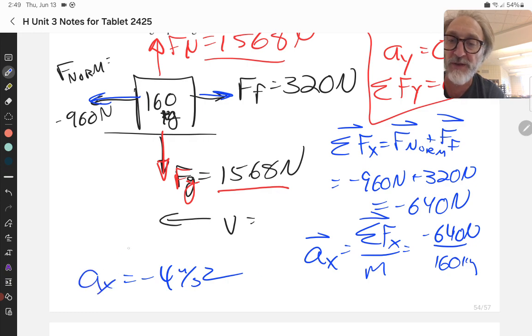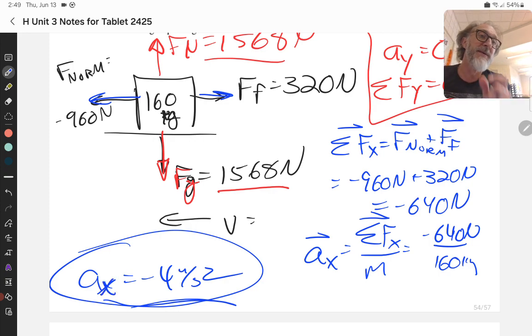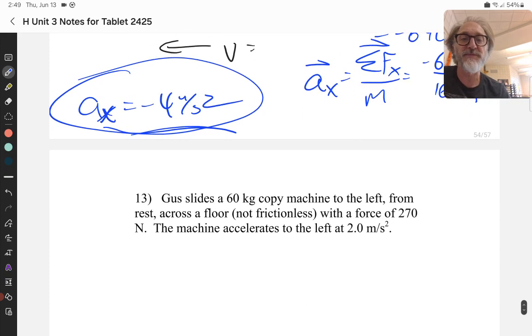That is my horizontal acceleration. Now, on a lot of my answer keys, because I wrote them a while ago, sometimes it'll just say acceleration is negative 4 meters per second squared, and it won't specify horizontally. I'm working on updating all of those answer keys. So let's try to get in the habit of distinguishing between horizontal and vertical, okay? All right, so I think that's it.